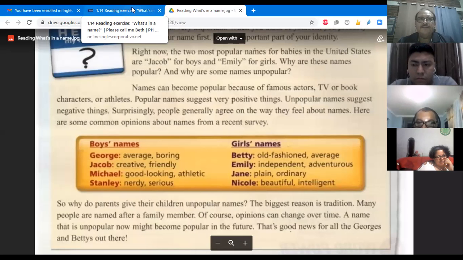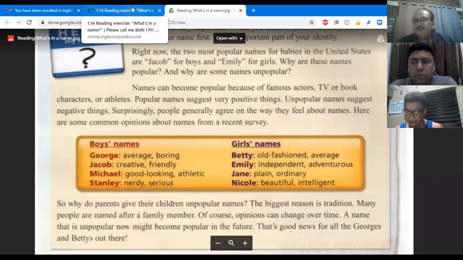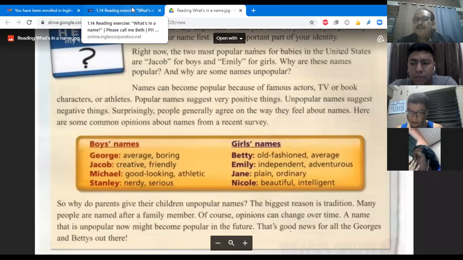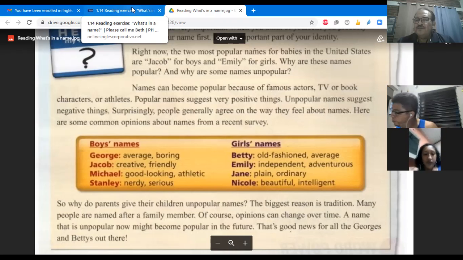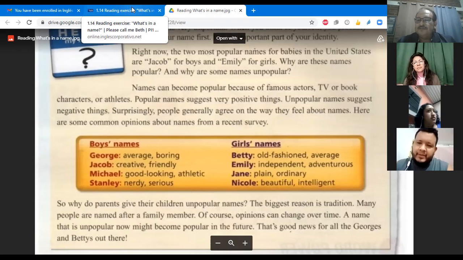For example, let me think about one. Mine, Nathanael. Otoniel, for example, is not very common, right? Nathanael. What is it? Repeat your name again. Nathanael, right? Where does it come from? From the Bible, yes. Okay, these are other names.